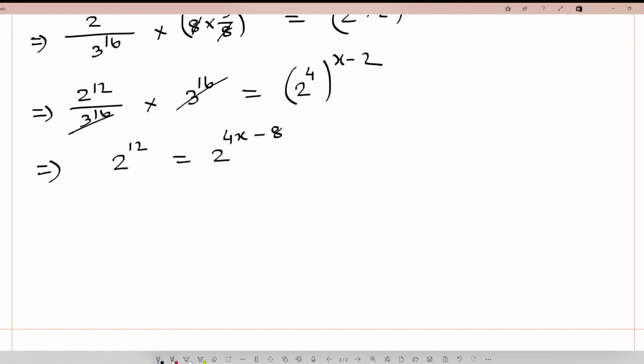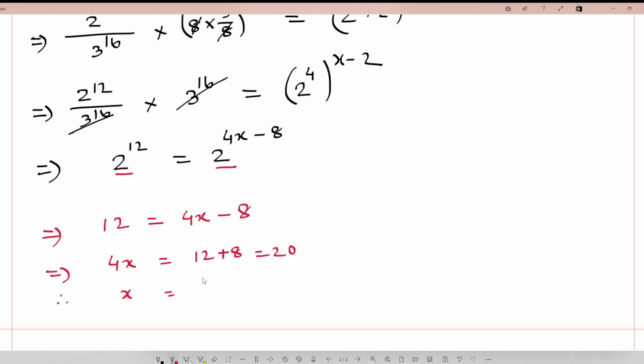Then here the bases are the same, 2, therefore the powers will be equal. So we can write 12 equals 4x minus 8. So 4x equals 12 plus 8, which means 20. So x, if we divide both sides by 4, 20 divided by 4, our answer is 5.